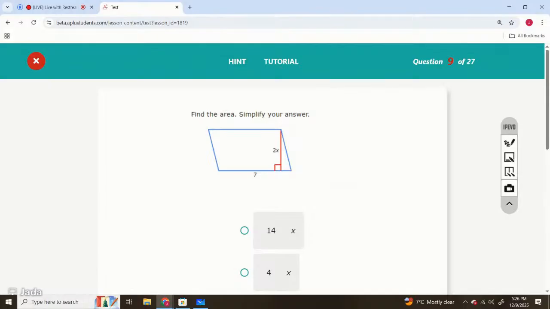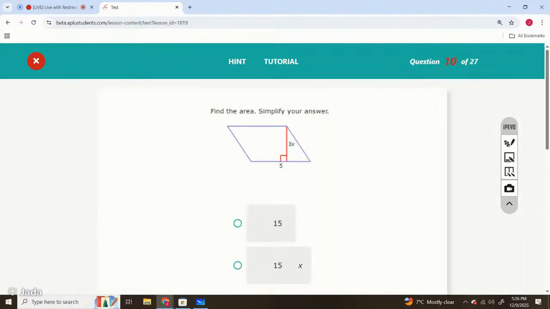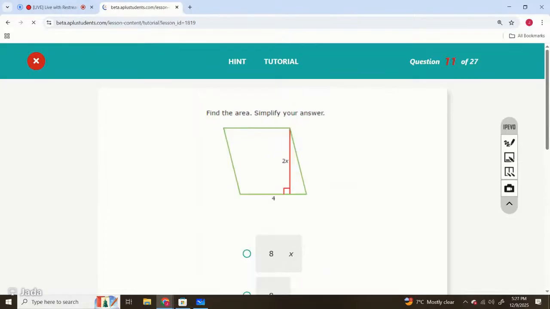The area of a parallelogram is base times height. So that is 7 times 2x, that is 14x. Find the area. That is base times height. So that is 15x. Okay, you can complete the lesson by yourself later today. Let me just do the next lesson.